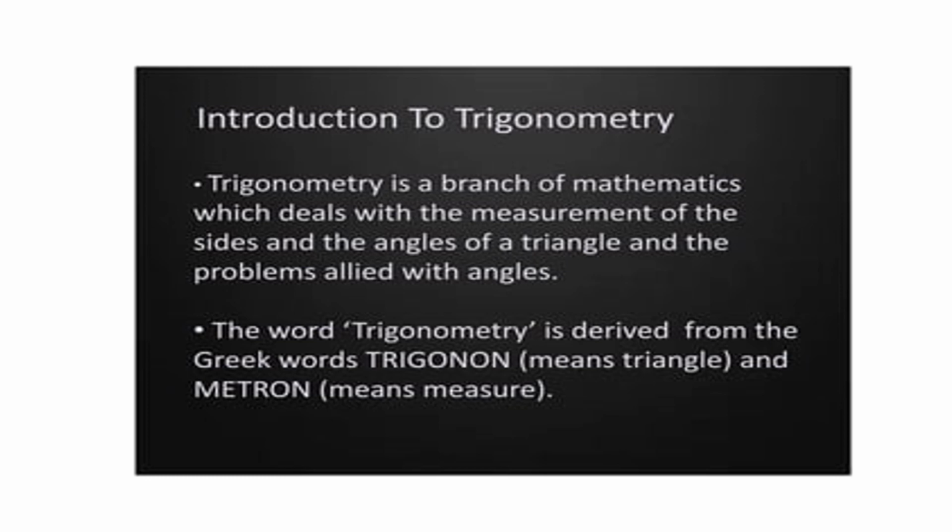Trigonometry is a branch of mathematics which deals with the measurement of the sides and the angles of a triangle and the problems allied with angles. What is the word trigonometry? How is the word derived? The word trigonometry is actually derived from the Greek words trigonon, meaning triangle, and metron, meaning measure.